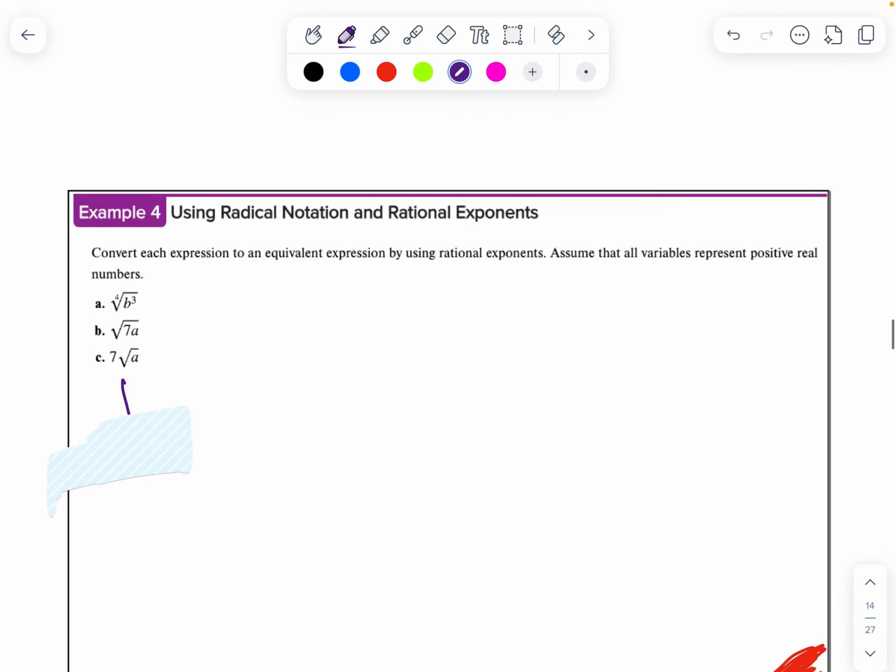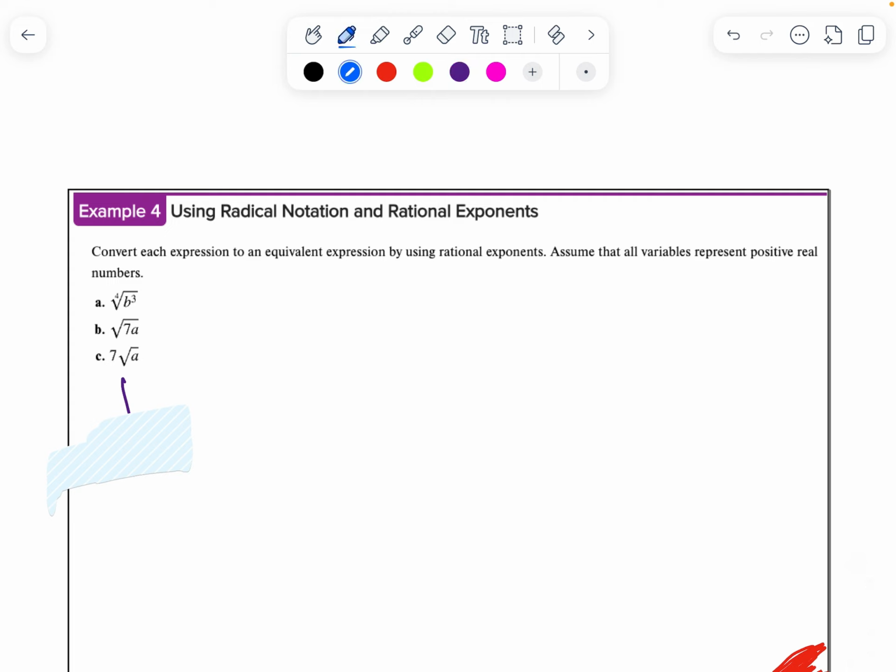Last slide here. Convert each expression. We're trying to go backwards from a radical to an exponent. So this first is the same thing as b to the 3/4. I should write that a little better. The second one is the same thing as 7a. The whole thing is in a square root, so 7a to the 1/2. The entire thing to the 1/2.